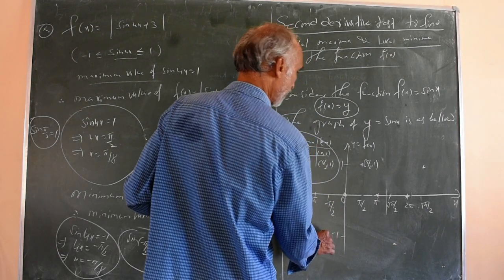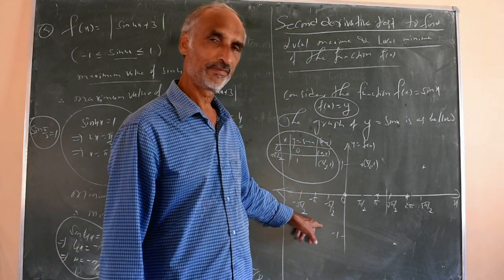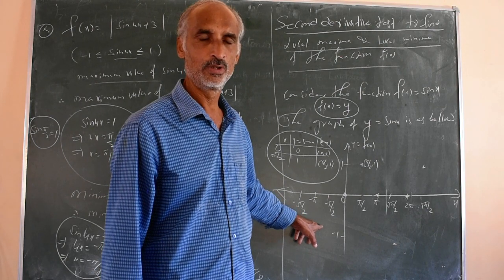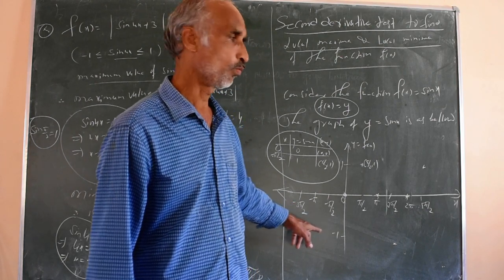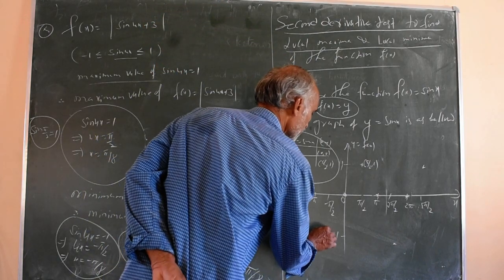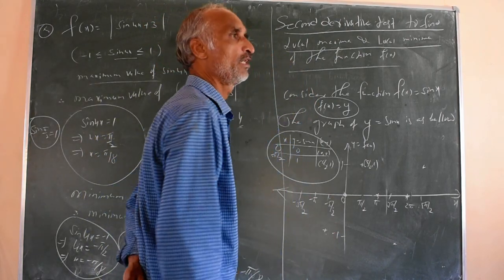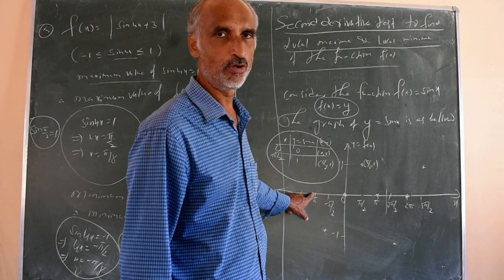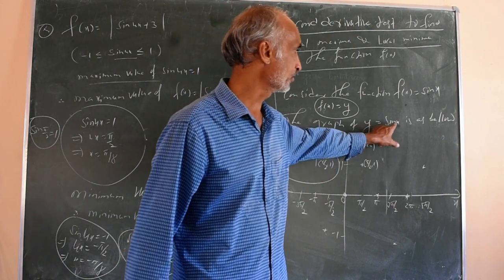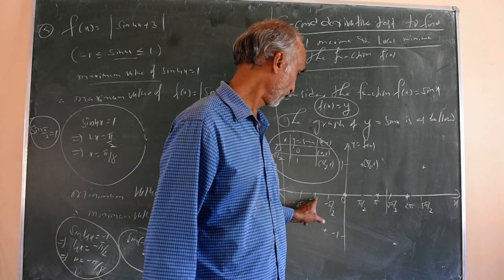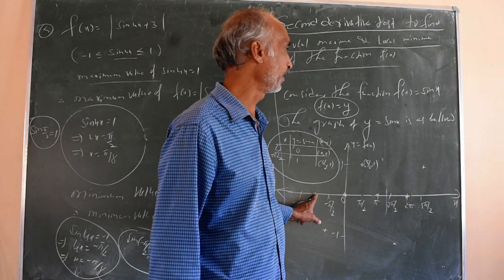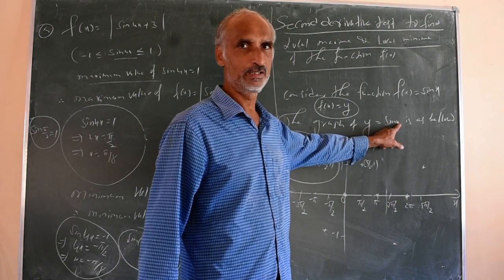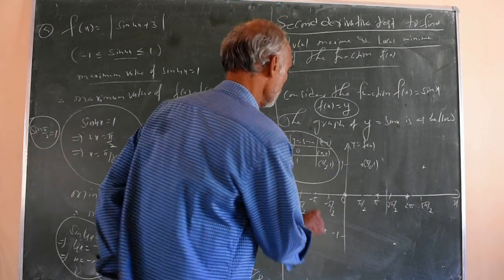Here, sine of minus pi by 2. Let us take the left side graph. Sine of minus pi by 2 is minus sine pi by 2, which equals minus 1. Therefore y equals minus 1. X is minus pi by 2, y is minus 1. Now x is minus pi. Y equals sine of minus pi, which is minus sine pi. Sine pi is 0, therefore minus 0 is 0.